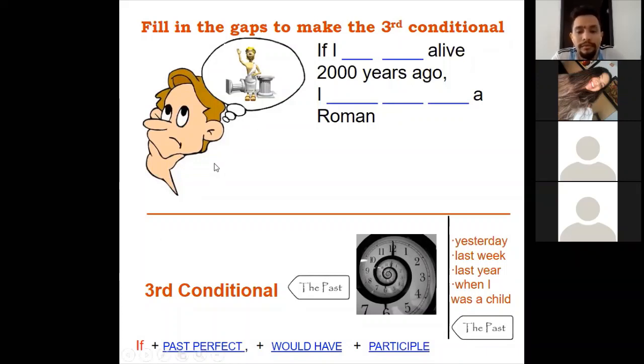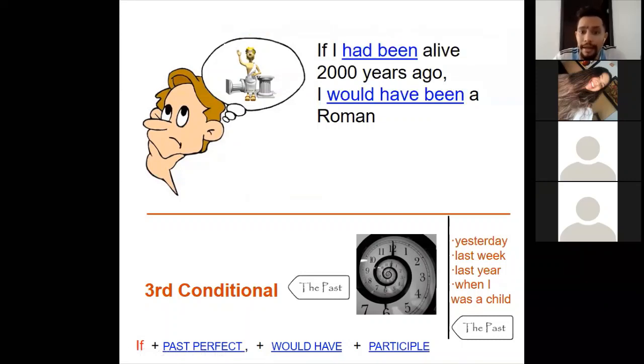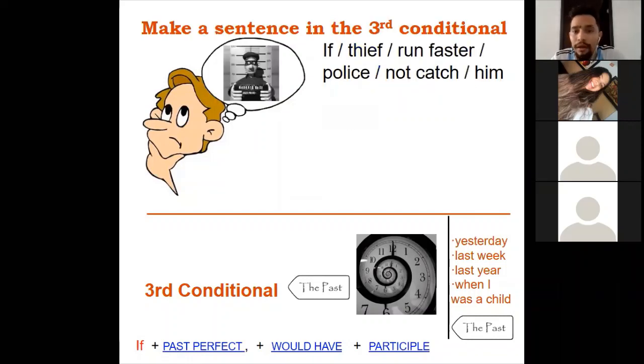If I had been alive 2,000 years ago, I would have been a Roman. Excellent, miss. All right. If I had been alive 2,000 years ago, I would have been a Roman, right? Si yo hubiera estado vivo hace 2,000 años, habría sido un romano. There you go. That's how you do it. Excellent, Miss Bonfante.